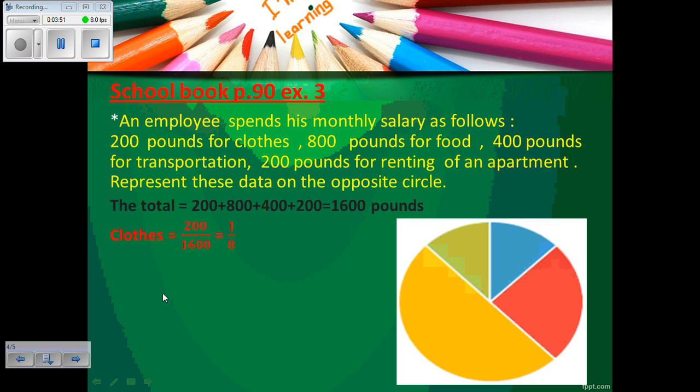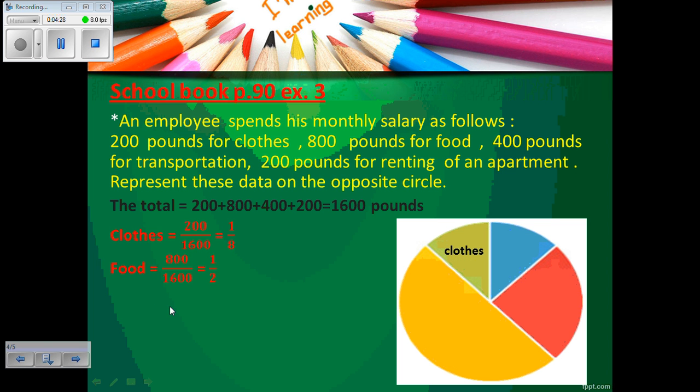Let's start with the clothes. Equal 200 over the total salary, which is 1,600. Then put 200 over 1,600 in the simplest form to be 1/8. So the clothes will represent an eighth of our circle. The green part here represents an eighth of the circle.